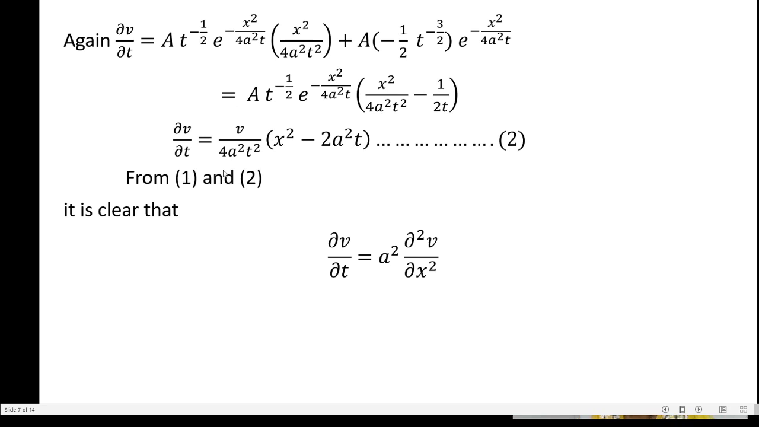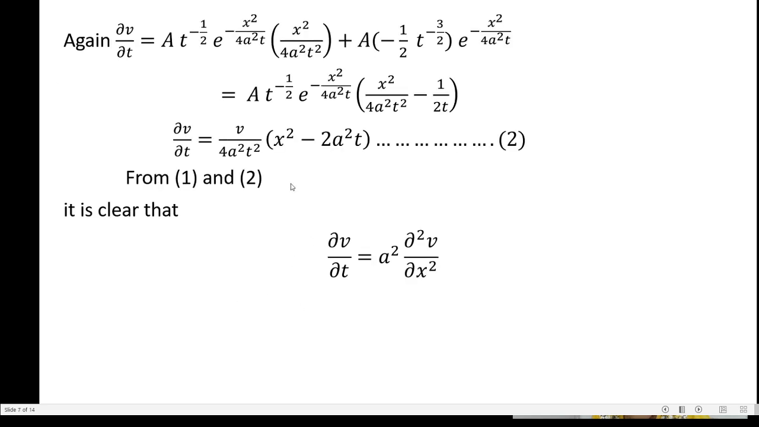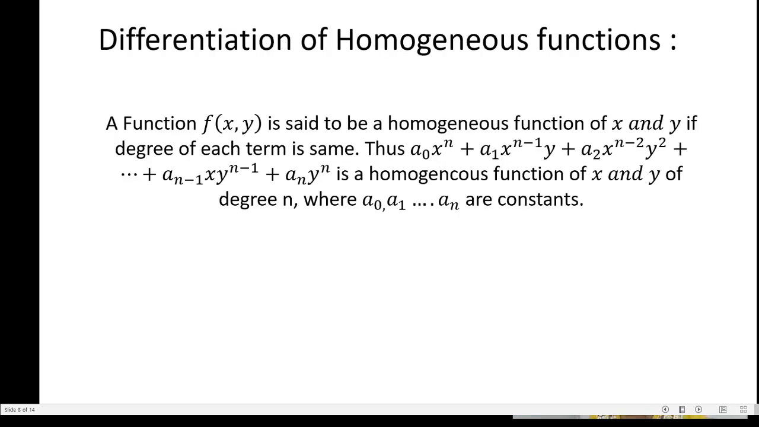So del v by del t is equal to, look here, this term from equation 1 and 2, look here, the term del square v by del x square. Here a square, a to the power of 4, a square into a square, and shift this a square to this side: a square into del square v by del x square is equal to this term. That is, this term is del v by del t, or del v by del t is equal to a square into del square v by del x square. Hence the result.